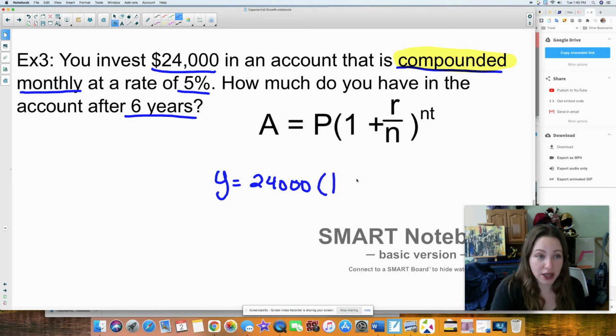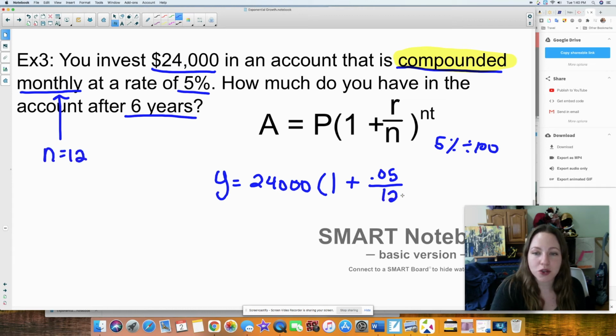It's growing, because when you have interest, interest increases, so it's plus. My rate has to be a decimal, so 5% divided by 100 is 0.05. But I have to divide it by how many times it's being compounded. So when it's monthly, that means n equals 12. So I'm going to divide it by 12. And then for my exponent, I put 12 times the time, which is 6 years.